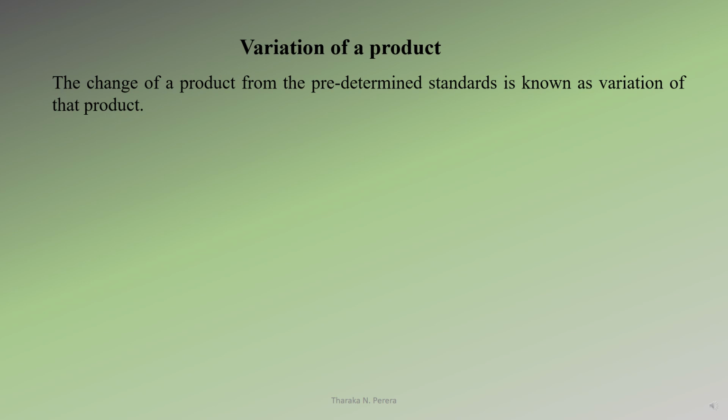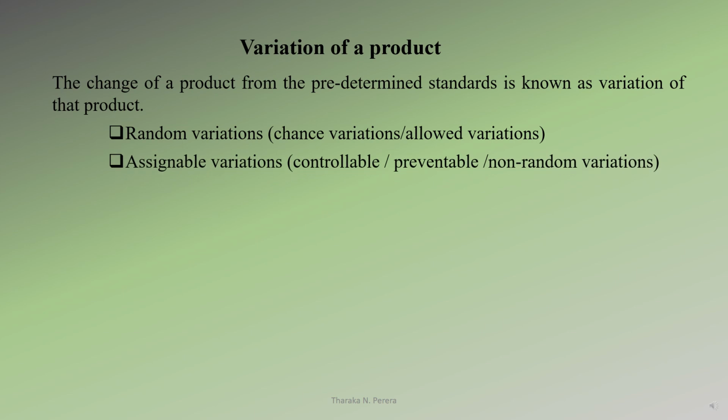There are two types of factors that cause the product to be out of standard. First one, random variation. We also call it chance variation or allowed variation. And second one, assignable variation. We also call it controllable variation, preventable variation, and non-random variation.